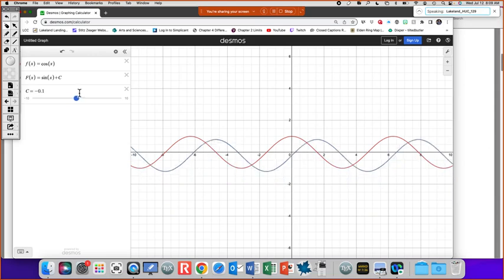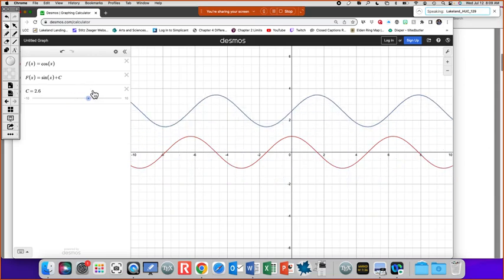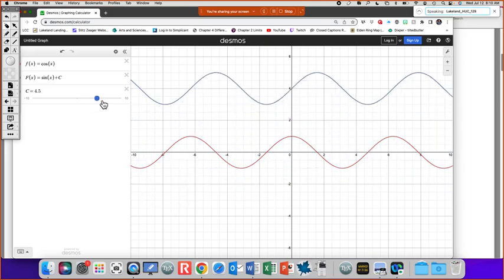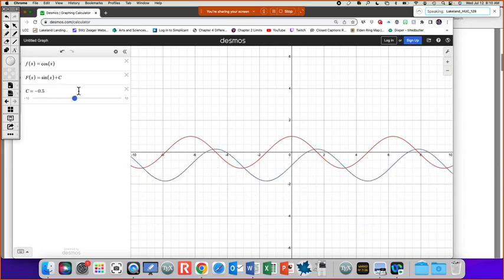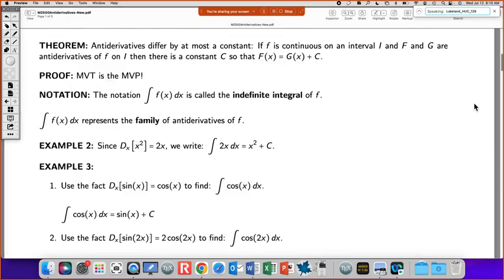You follow? Does the derivative care where you are up or down? The derivative is just talking about the what? The slopes. So the slopes of all these blue curves are going to be the same. You follow? So they all have the same derivative.